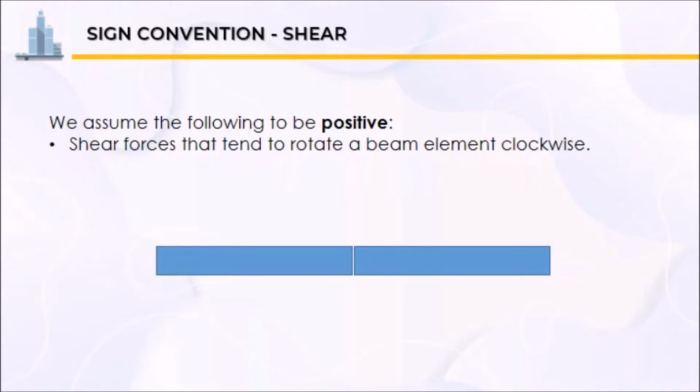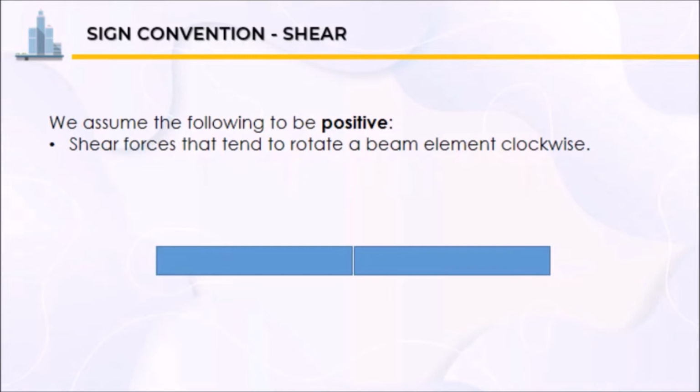So, dito, kailangan sundin natin yung tamang positive direction ng mga shear and moment para tama din yung magiging analysis natin. So, we assume the following to be positive. Shear forces that tend to rotate a beam element clockwise are assumed to be positive. So, ano ba yung itsura niya?